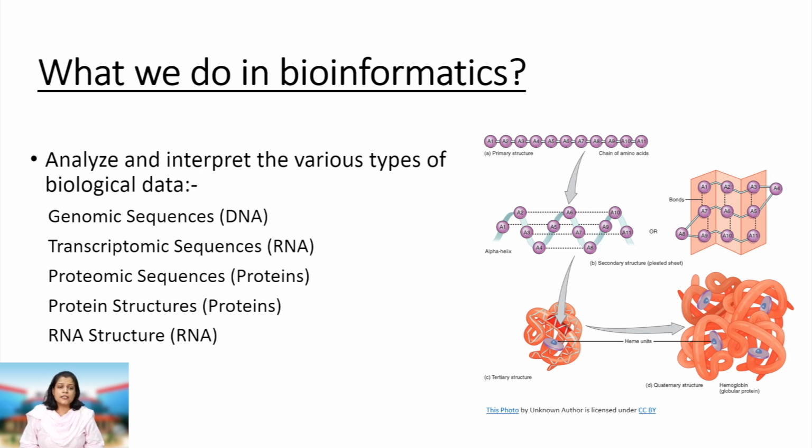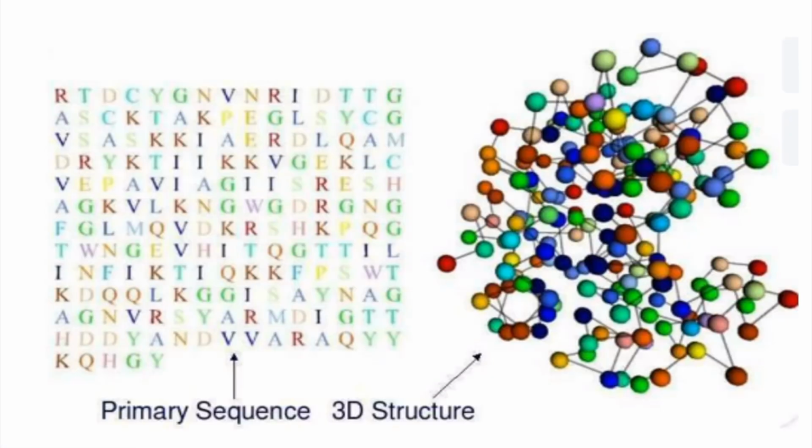We analyze and interpret various types of biological data like genomic sequences. Genomic sequences means DNA, transcriptomic sequences means RNA, and proteomic sequences, protein structures and RNA structures, as we can see in this slide. This is the primary sequence and this is the 3D structure of that primary sequence, which we get from the bioinformatics tools and databases.